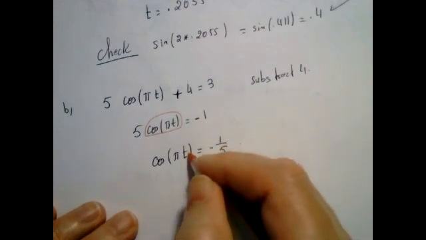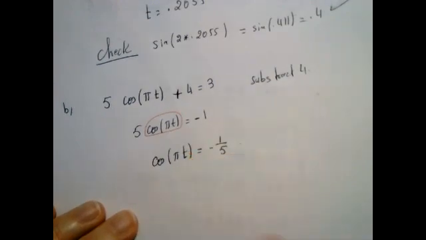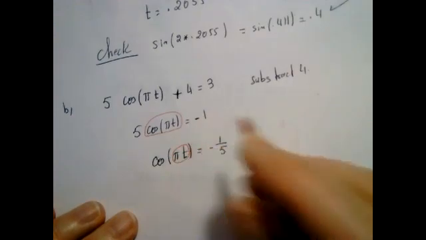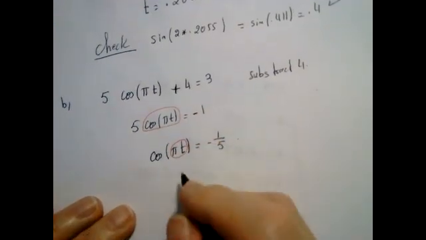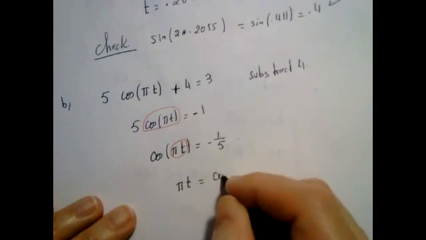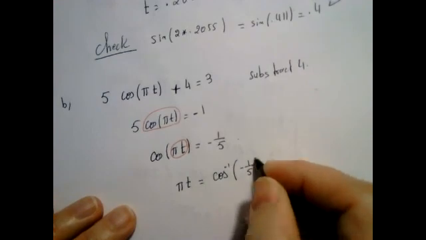Divide by the inverse of cosine. Yeah, not divide. Take the inverse. Means pi t this time. And that's what you have to be careful with. Pi t is the cosine inverse of -1/5.